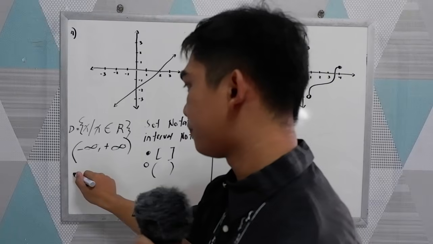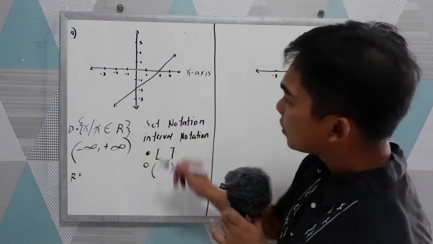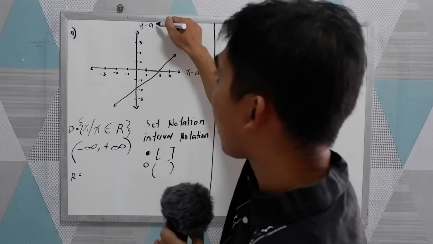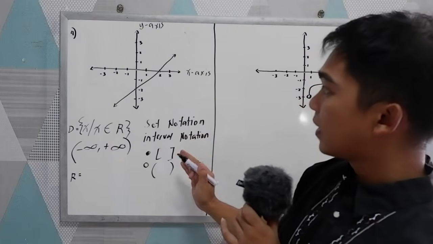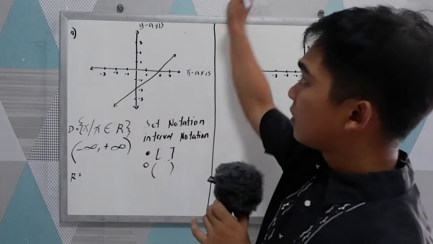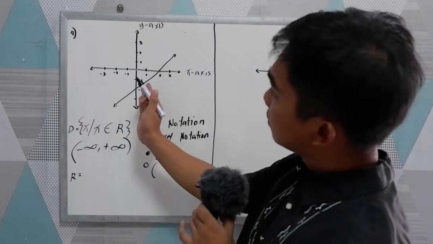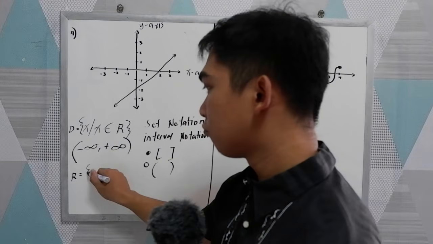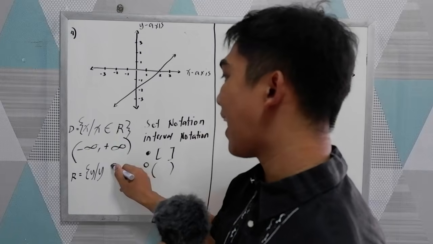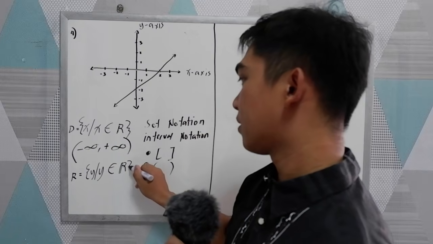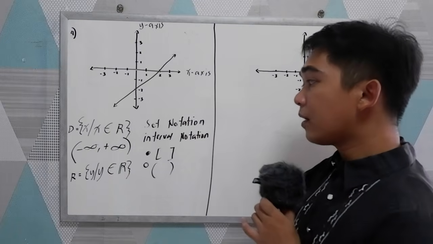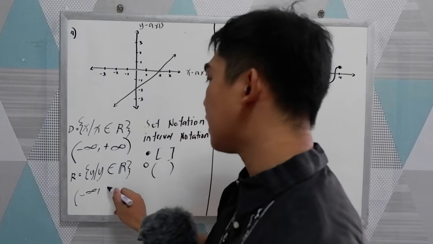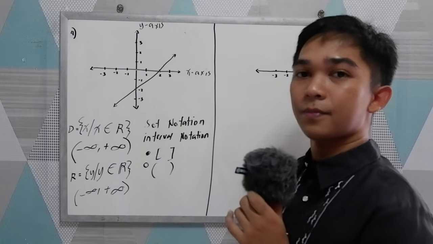Next, range. Notice our y-axis. We know that range are the possible outputs for our y-axis. And studying our graph, the line can be extended up to infinity. So, y such that y is an element of real numbers. And it can be written also as interval notation, that is negative infinity up to positive infinity.